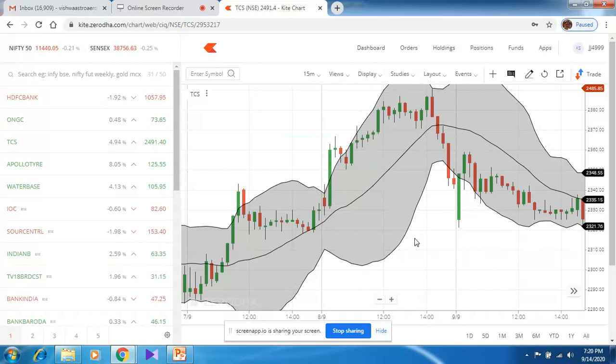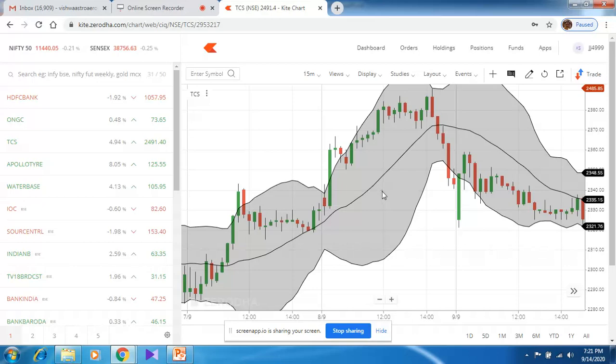In mathematics, in our school days as well as college days, we have studied standard deviation. So this indicator is exactly based on that. It is based on standard deviation, where this middle curve actually traces the median.